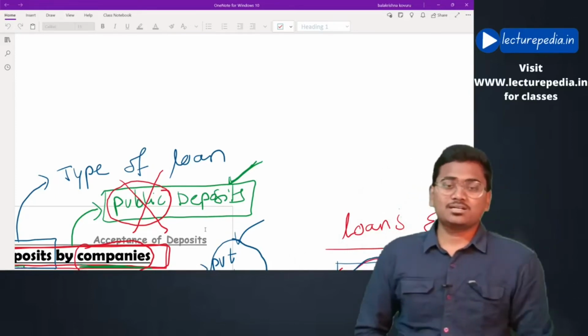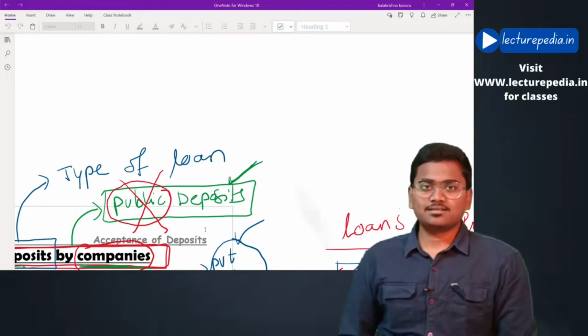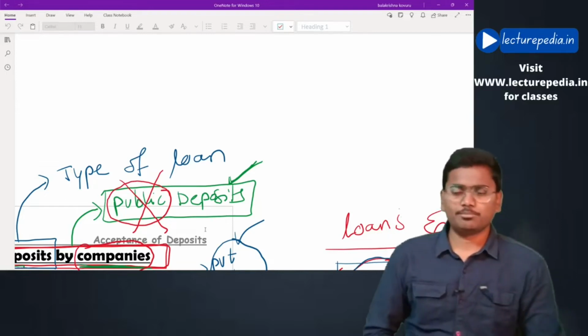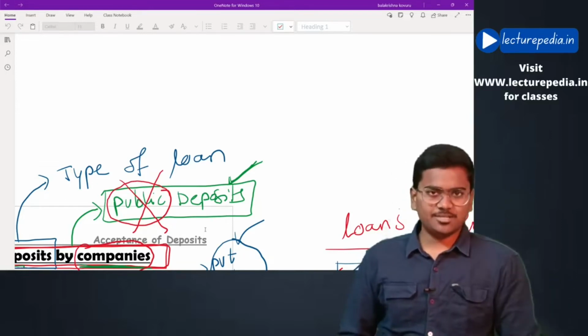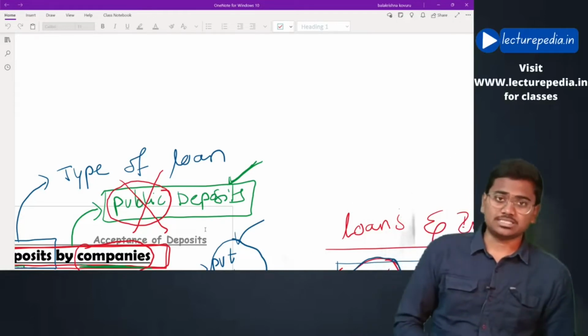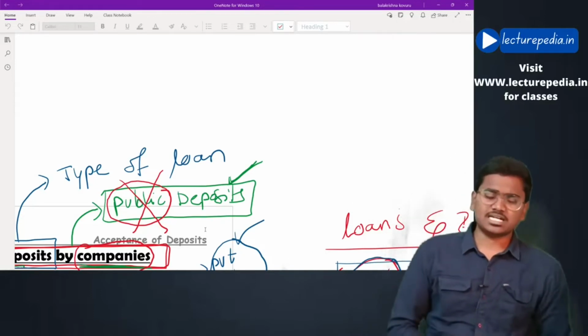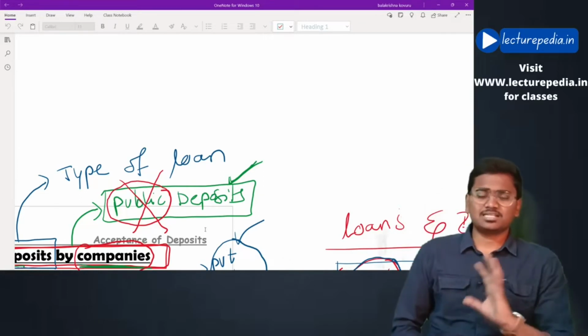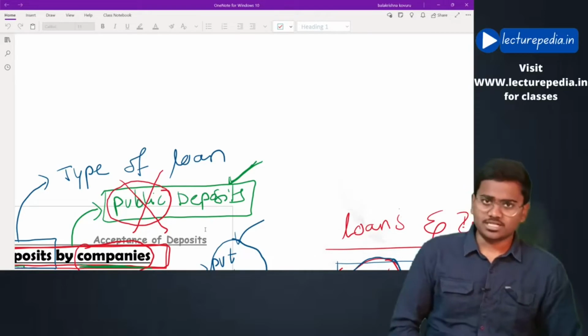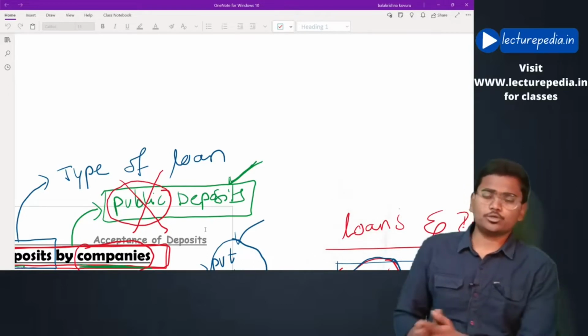Hope you have revised the content that we have discussed in the previous class. In the previous class, we have completed section number 73 and 76 of acceptance of deposits. Now, before starting today's class, let us revise the content that we have discussed in the previous class in just 5 minutes. Okay, after revising, we will move into today's class.